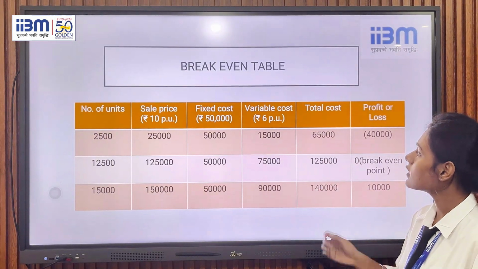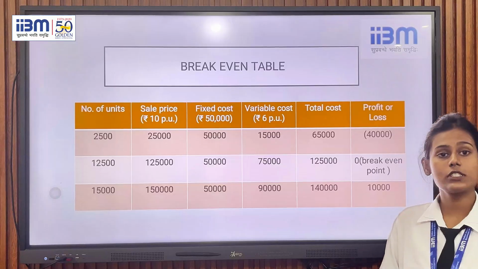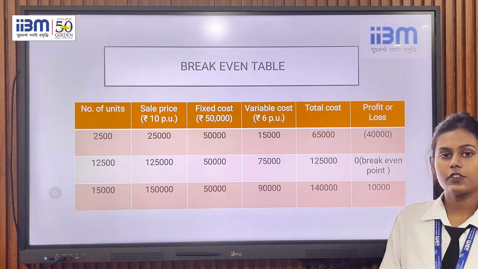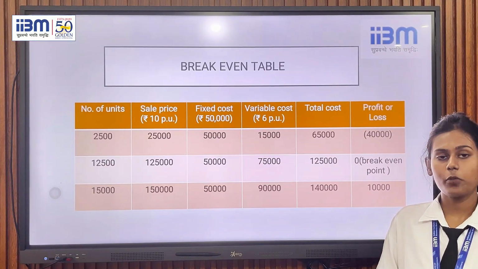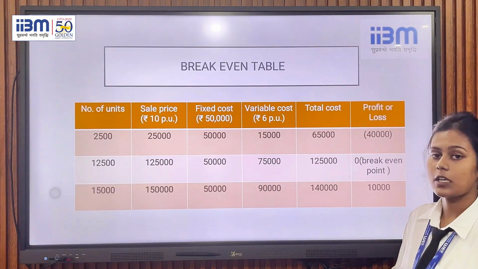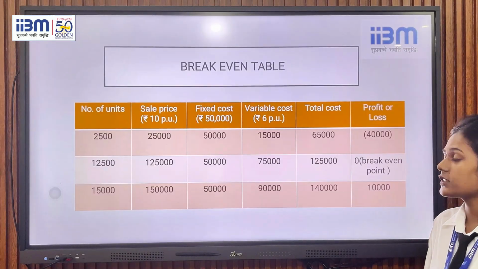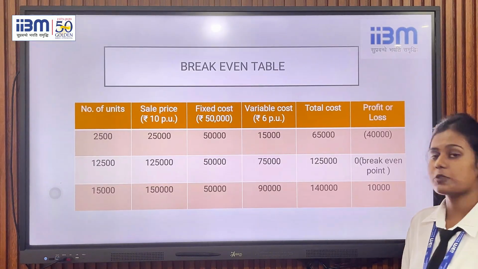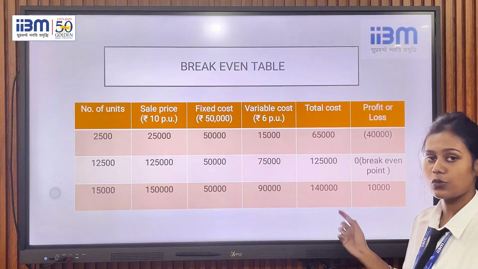And here is the variable cost at rupees 6 per unit. It includes the expenses which increase with the production, such as raw material, labor cost, etc. And here is the total cost, which is the sum of fixed cost and variable cost. And then we calculate the profit and loss by using the formula: sales price minus total cost.